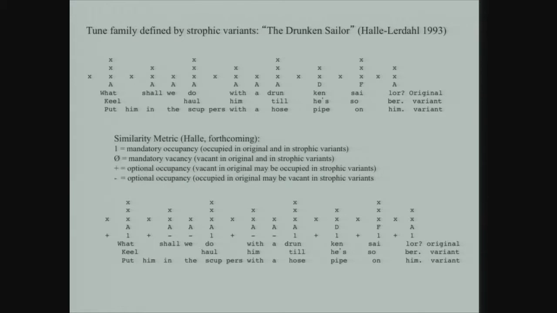You have the tune "What Shall We Do with a Drunken Sailor" on the original, and then in subsequent verses, you'll have one that goes "Keel haul him till he's sober," where you have seven syllables, which means you have to dump three of the notes from the original, yeah? And then you have a subsequent one, "Put him in the scuppers with a hosepipe on him," where you have 11, and now you have to find some other location for the 11th syllable.